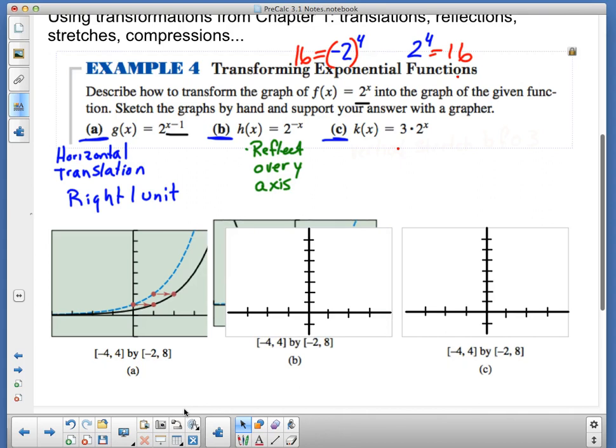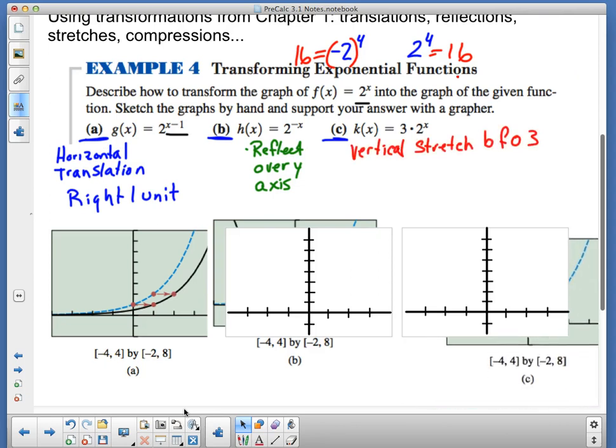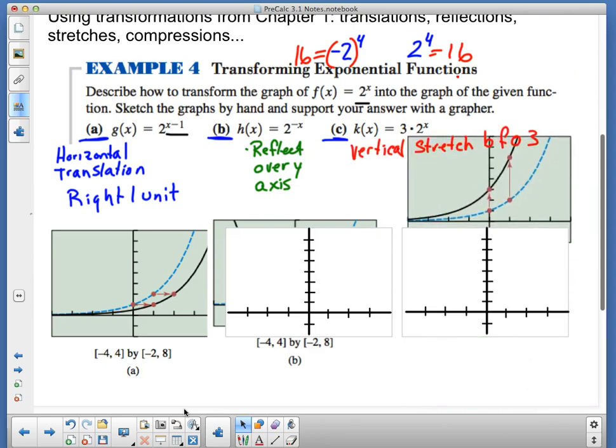In our last one, we have a vertical stretch by a factor of 3. If we can get that over and going, we'll pop that up and see what a vertical stretch by a factor of 3 might look like from the original function to the changed function.